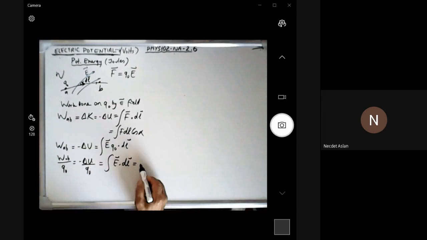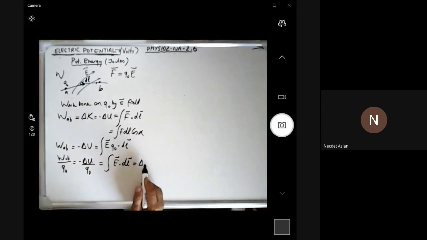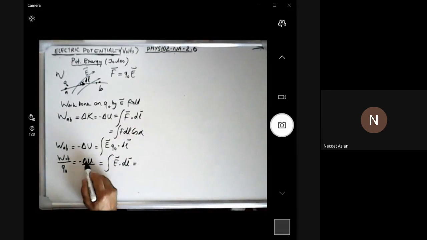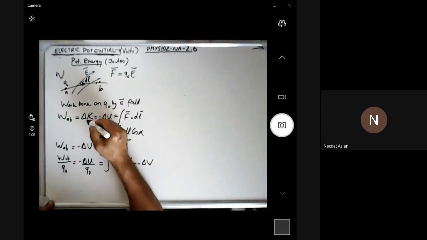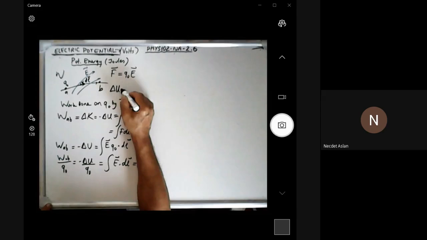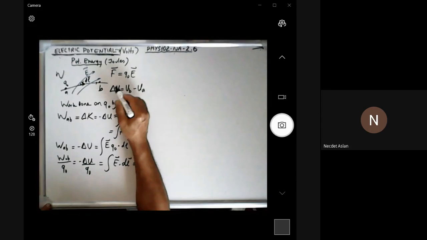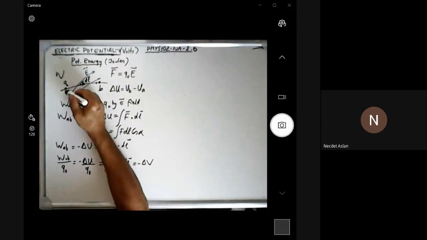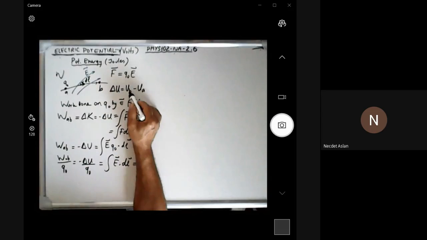We call this delta V, or delta V with a minus sign, because this is defined as delta V. Now, always don't forget, delta means final minus initial. If we are talking about delta U, it's UB minus UA, because UB is the potential energy at point B and UA is at point A. So whenever you have delta, it's always the final minus initial.